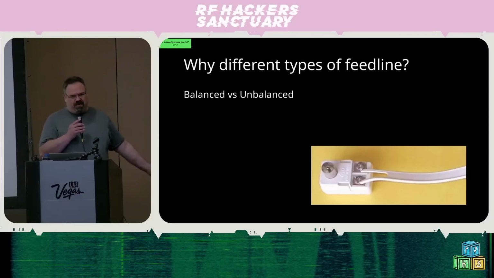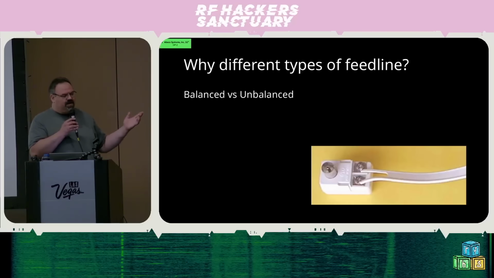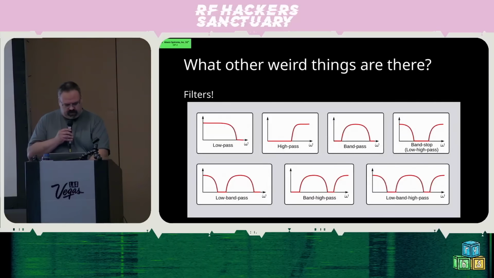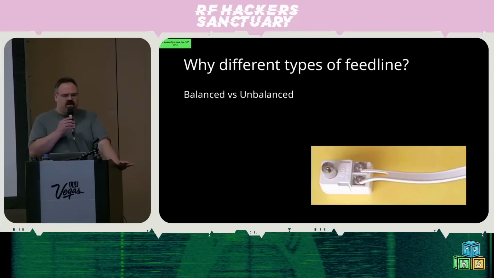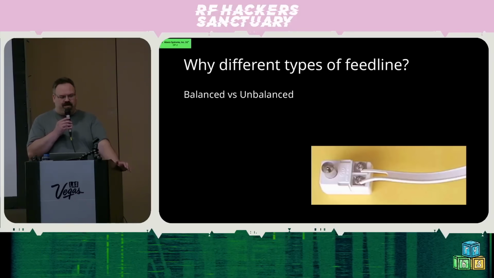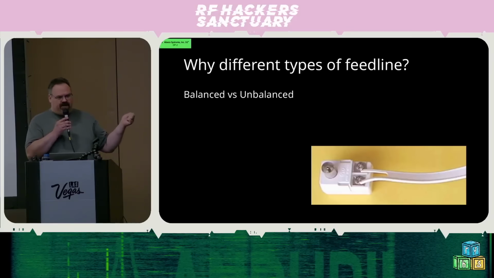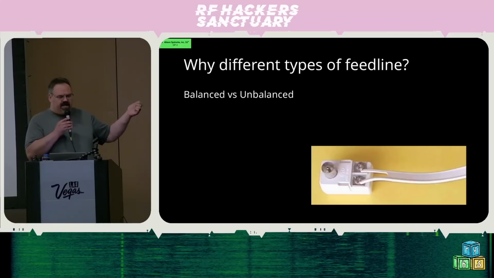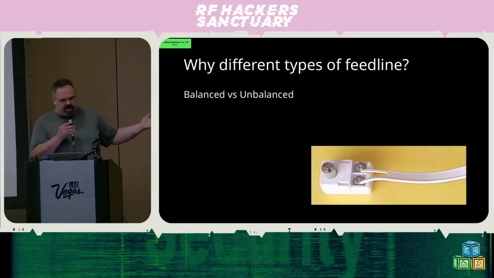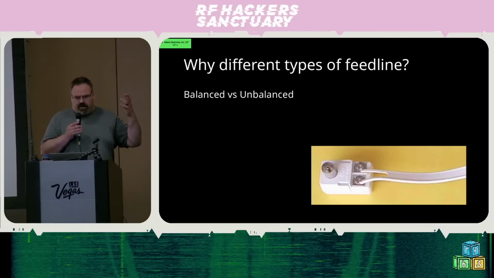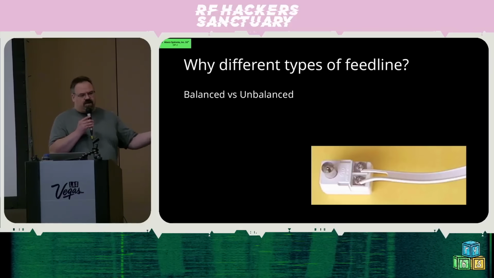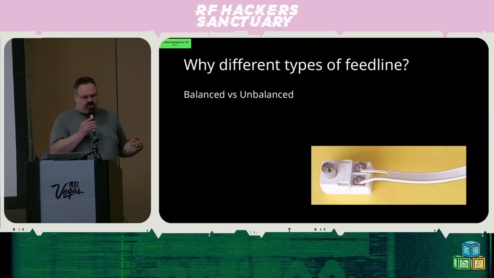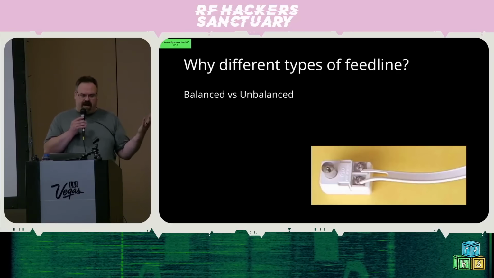Why do we have these different types of feed lines? Basically you have balanced versus unbalanced signals. Think of it as, if you're familiar with HDMI, HDMI is a balanced differential signal. Old school composite video is an unbalanced, single-ended signal. With unbalanced feed lines, you have a different return path to ground. Your signal goes up the center conductor, and your ground return path is on the outer conductor.